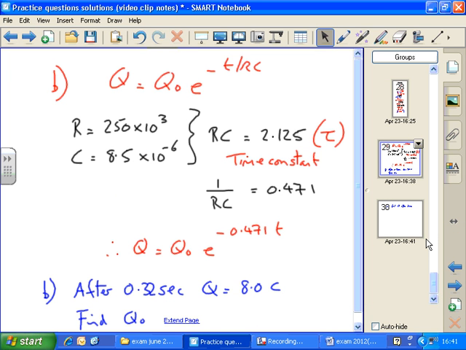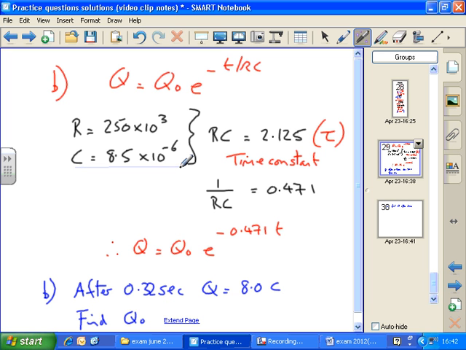In part B of this particular question, you're asked to use this equation that you've come up with, this solution to the differential equation, to find some values. And in an exam question, you might well be asked to use this function to find some values, but also show where the function came from, which is what we've just done. You're given the value of the resistance is 250,000 ohms, or 250 times 10 to the 3, and that the capacitor is 8.5 times 10 to the minus 6 farads, or 8.5 microfarads.